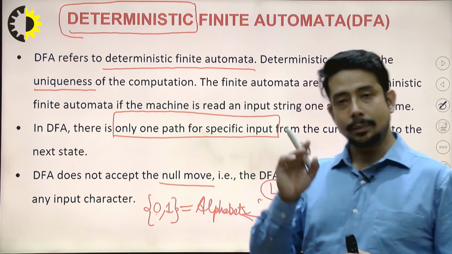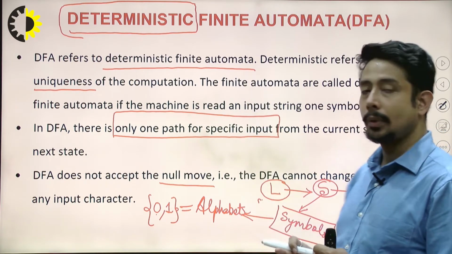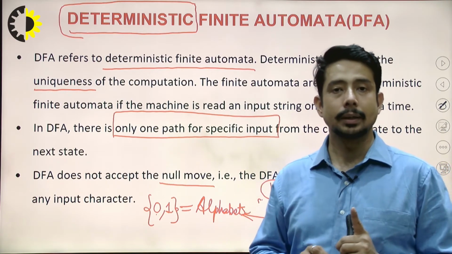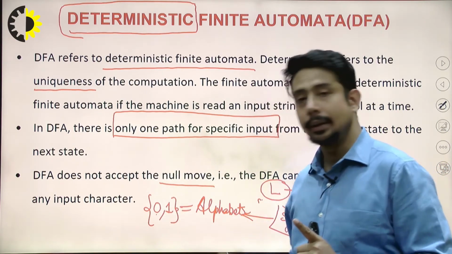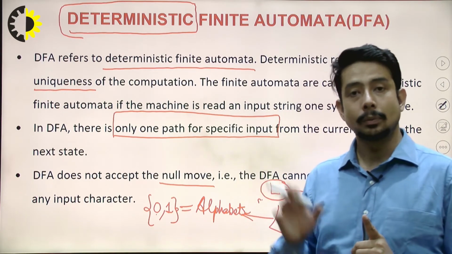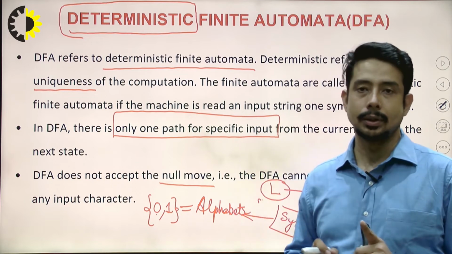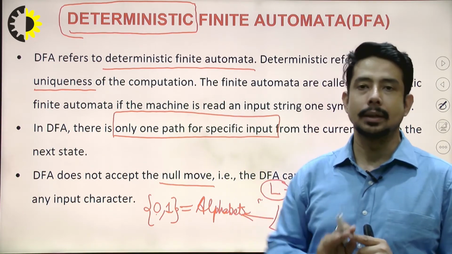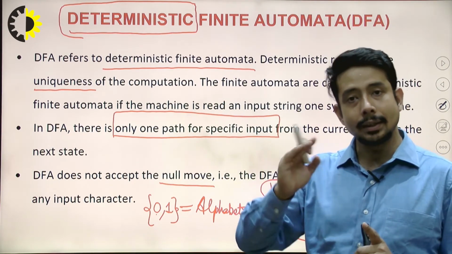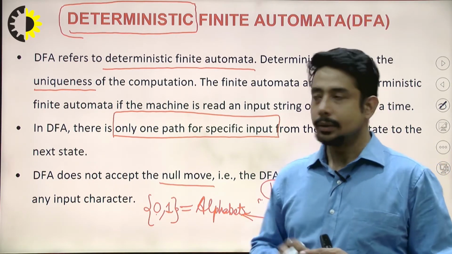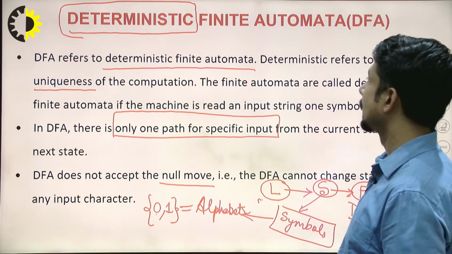Alright. So overall, if I sum up these points, I can say that DFA concentrates on one particular point, that for whatever alphabets are there, for both the input symbols, it should have exactly one transition. Not more than that, not less than that. If not less than that, then definitely no null moves will be there. Alright. So this is all about deterministic finite automata.